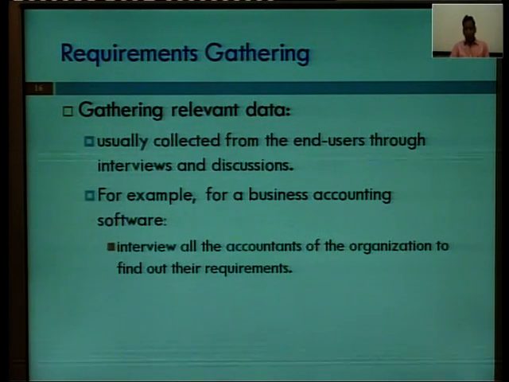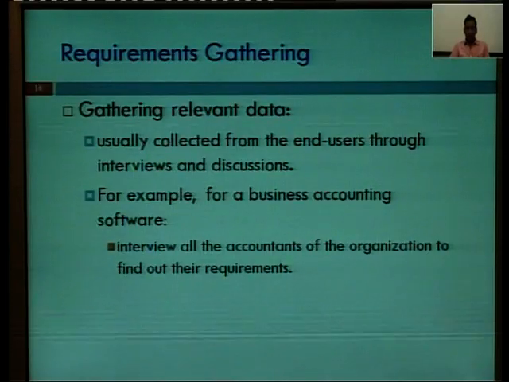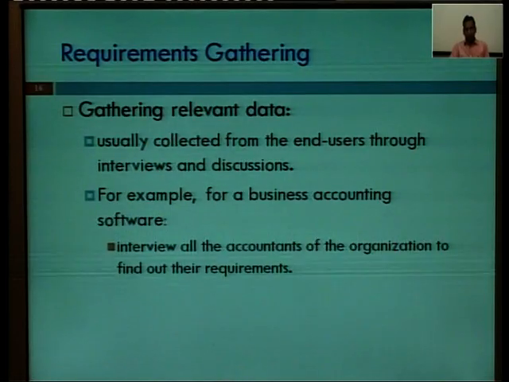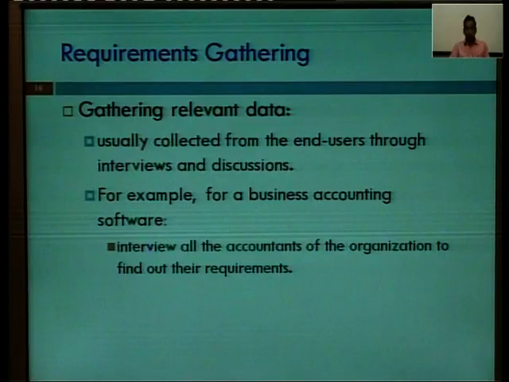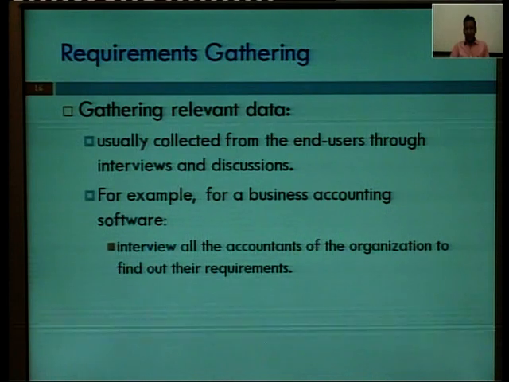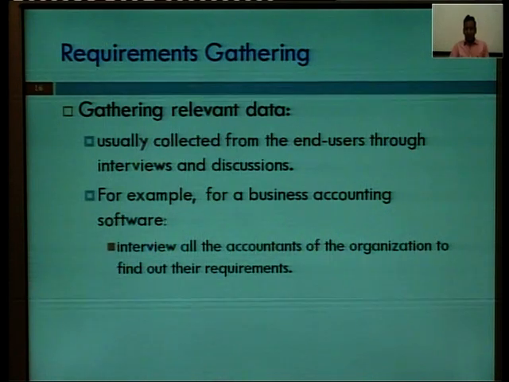For example, if we want to develop business accounting software, then when we are working on the requirement gathering phase to collect the particular requirements of the user or customer, we have to interview all the accountants of the organization to find out the different requirements, because the accountants in the organization can specify easily how they were working previously.